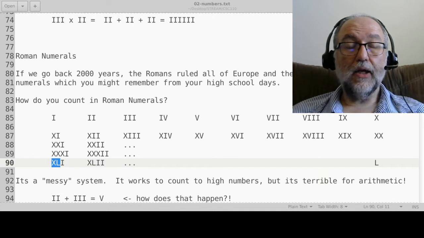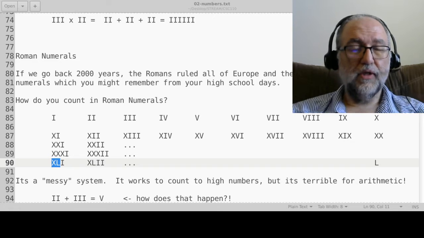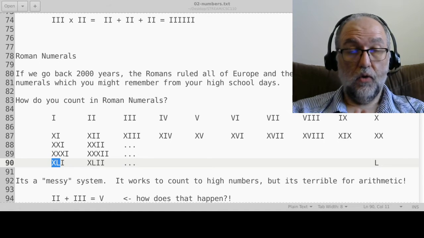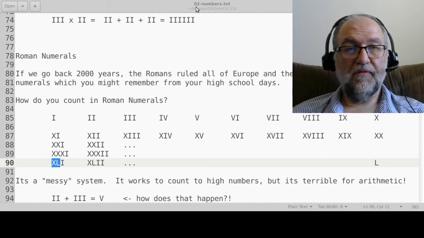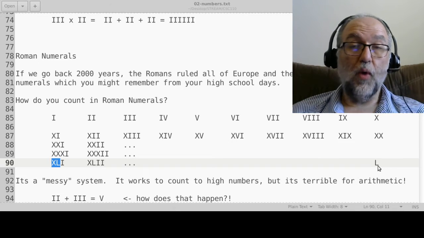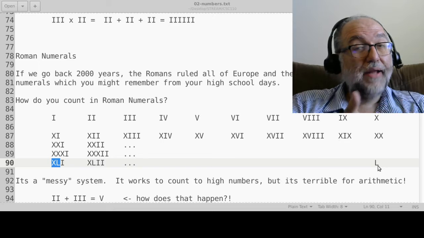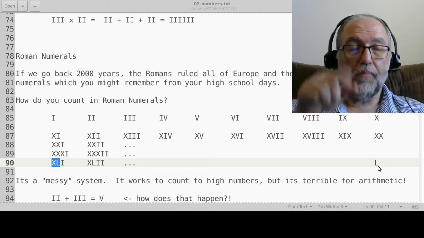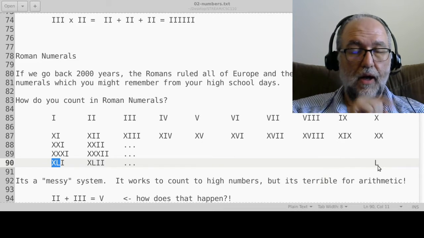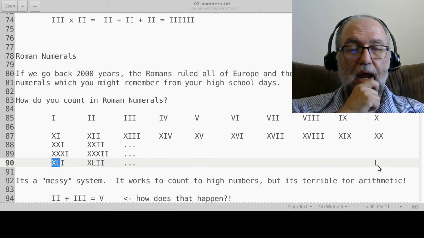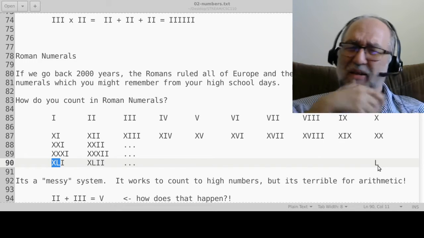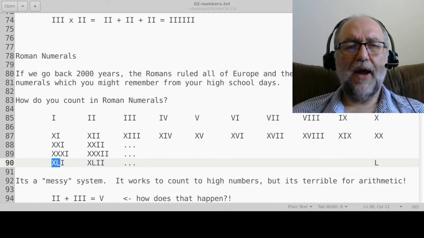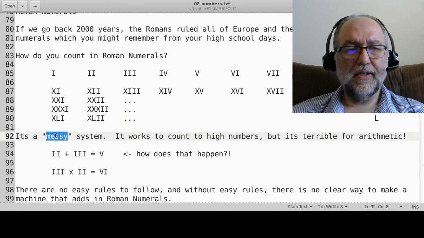And what problem did this solve? Why do this? Well, because then you get rid of the too many sticks problem. As you start to count up to 50, you could just represent 50 with one letter, L. Why the letter L for 50? I don't know, but the letter L for 50 saved you from having to write 50 sticks. But it's kind of a kooky way of counting, and that's why I call it a messy system.